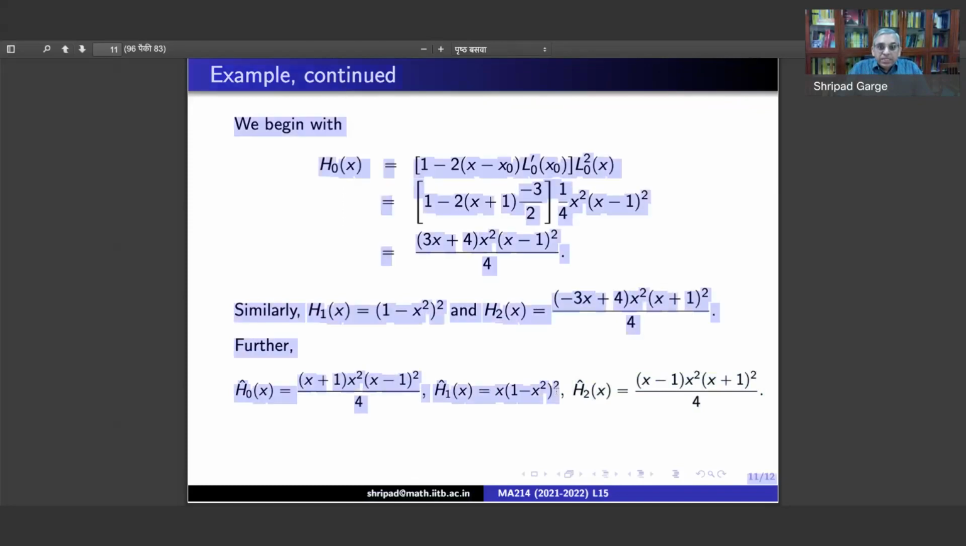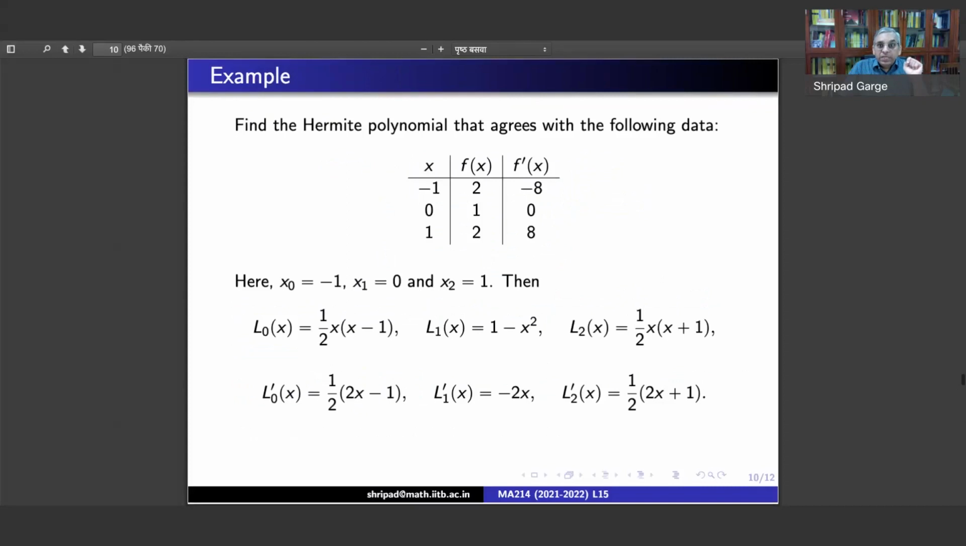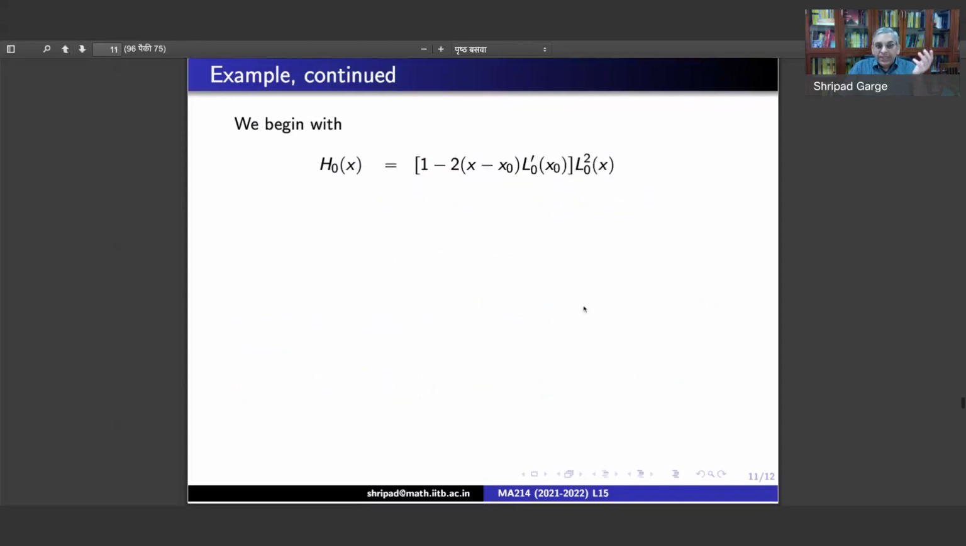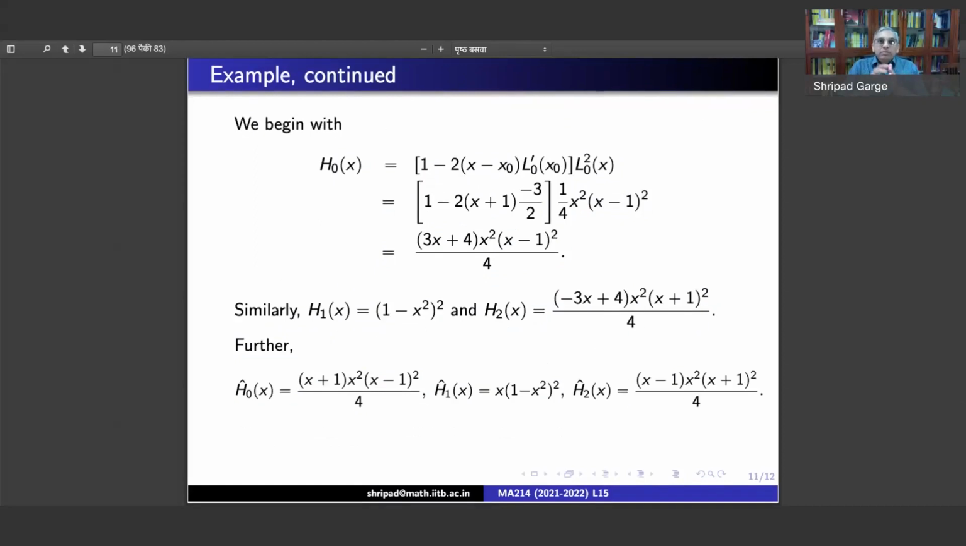Further, this h1 hat x will have to be multiplied by the derivative of the function at x1. Your x1 is equal to 0 and the derivative is also 0. So ideally we need not have computed h1 hat x, because the value by which you will multiply h1 hat x is anyway 0. So that doesn't come really into the picture.